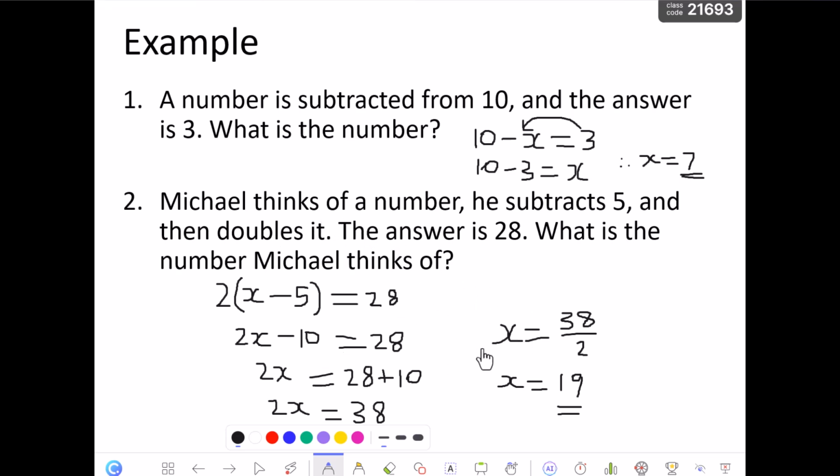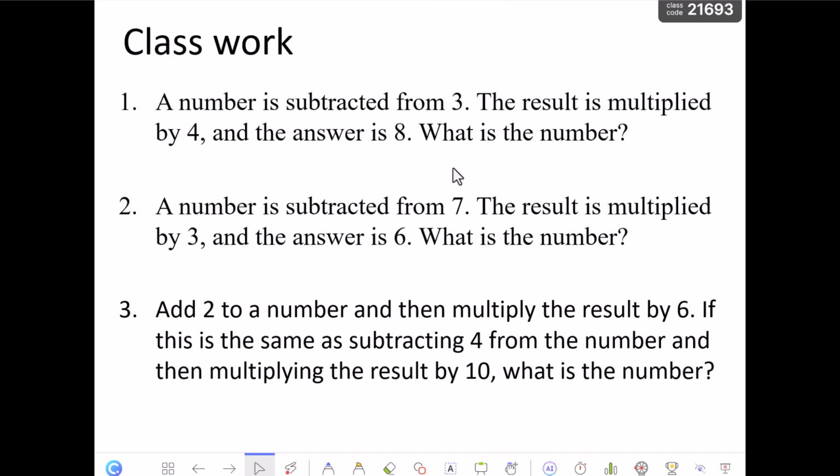So this is all we did today in class. Go through the video, go through these examples, copy them in your notebook. If you have not copied them in the class, make sure you copy them. Then do this classwork. This is the classwork we could not complete in class because of time. So do this classwork as homework.